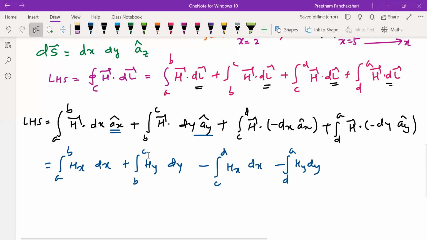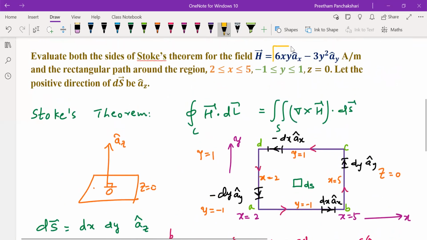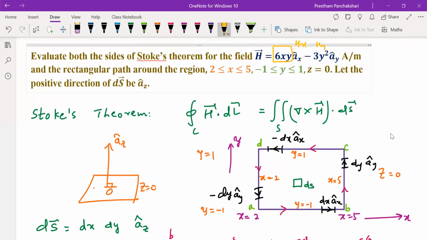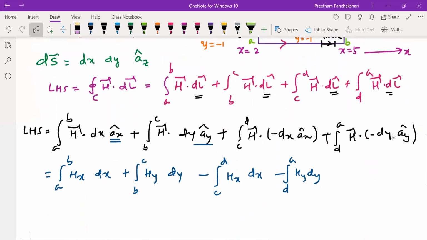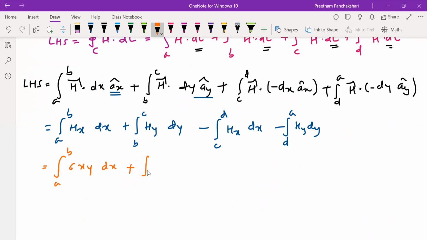Now we have to substitute for Hx and Hy from the problem. If you look at the problem, yes, here 6xy is the coefficient of a cap x, so this is Hx, and minus 3y square is Hy. So from A to B, Hx is 6xy dx, plus Hy is minus 3y square dy, minus 6xy dx, minus 3y square dy. These are the paths D to A, C to D, B to C.